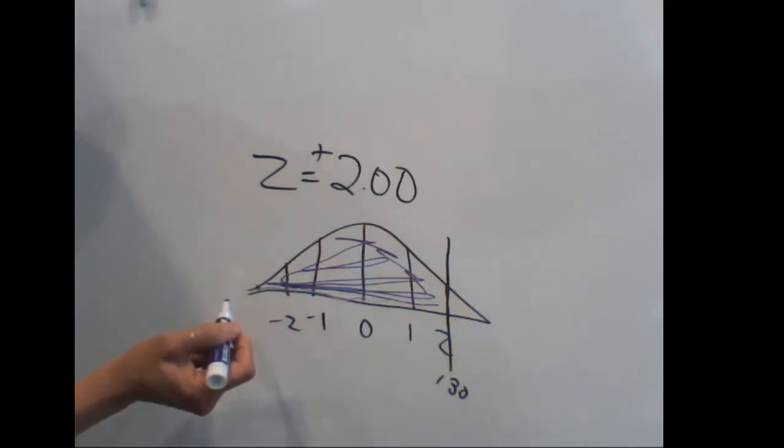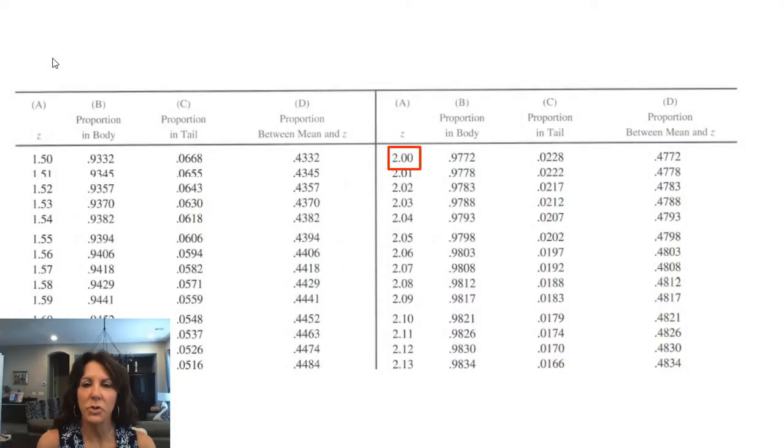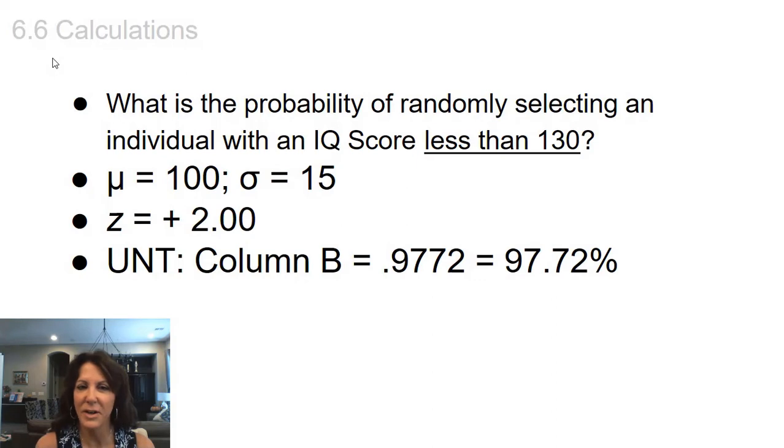So we are going to use which column in the z-table? Think about it. We know we have a z-score of 2, and we know we're looking for the proportion in the body because we're looking for everything less than 2, and that everything crosses over the mean and goes all the way to the tail. So we're looking for proportion in B. Proportion in the body is B. And that gives us 0.9772. We can interpret that by saying that 97.72% of people would have an IQ score of less than 130. So that is our answer right there.